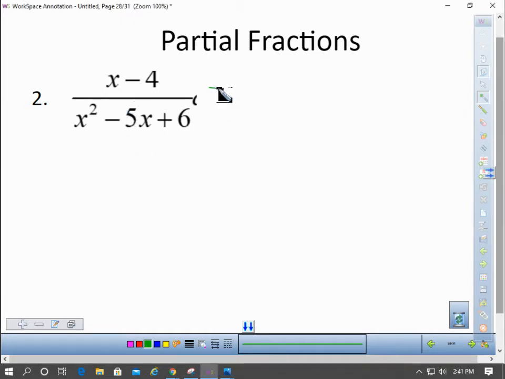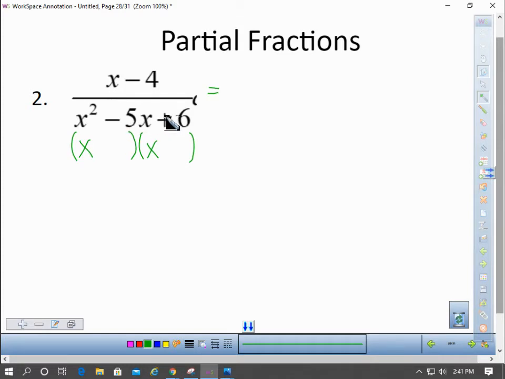Okay, so the first thing we're going to do is break this up by factoring the bottom. I'll just do that underneath here. So this factors into x and x, and I need factors of 6 that give me 5 in the middle. Well, I can either do 6 and 1, or I can do 2 and 3. So we've got to look at our signs to decide which one is the best.